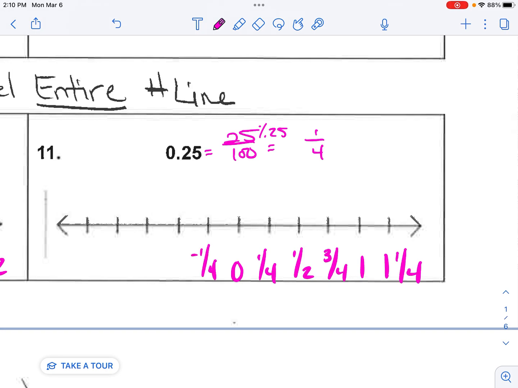And its opposite, -1/4, -2/4 is the same as -1/2, -3/4, -1 whole, -1 1/4. Okay, so 0.25 would be right here, and its opposite would be -0.25.